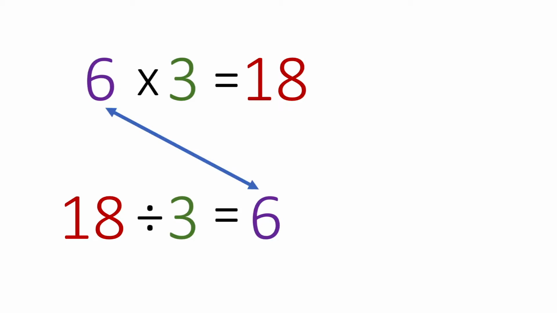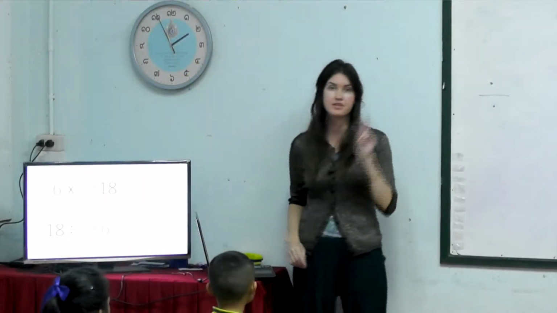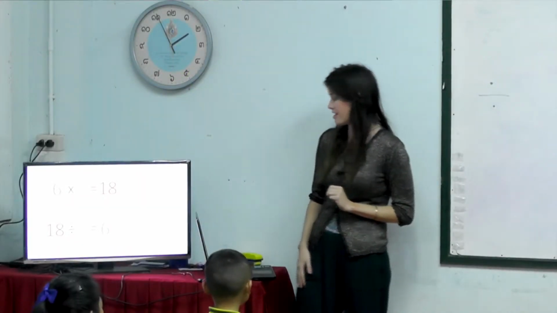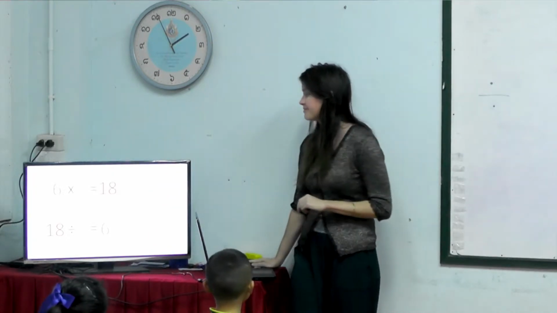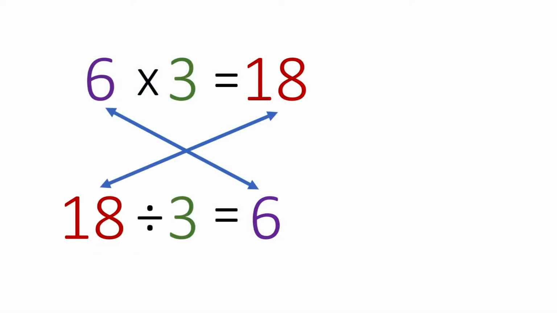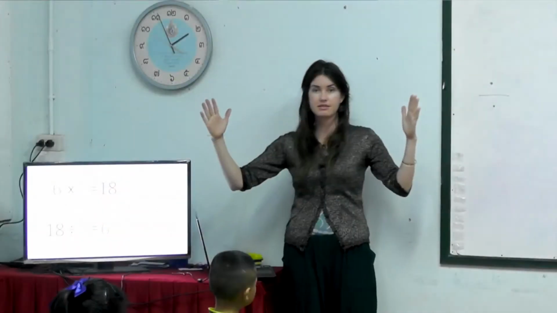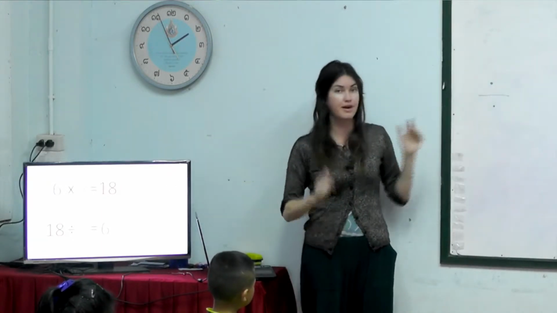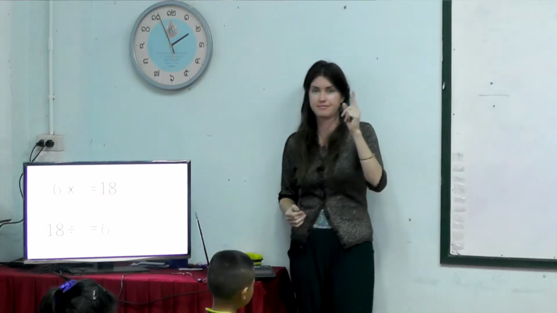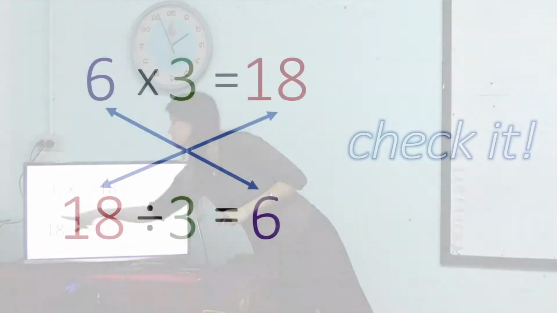So we want to check. We've got our 6 here, 6 here. What other number do you see two times? 3 here, and 3 here. What other number do you see two times? 18. Our 18. When we have times, it's very important. When we have times, our biggest number is going to be our answer. When we have divide, our biggest number is first. Okay, we have our biggest number first.